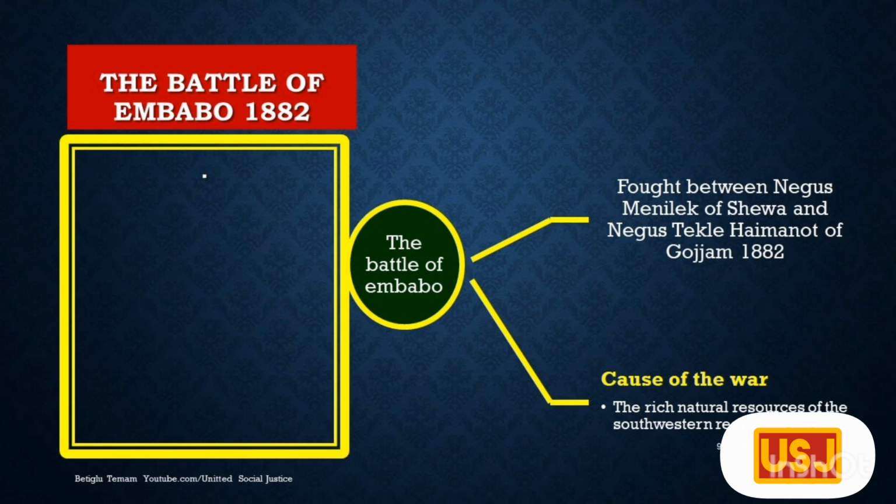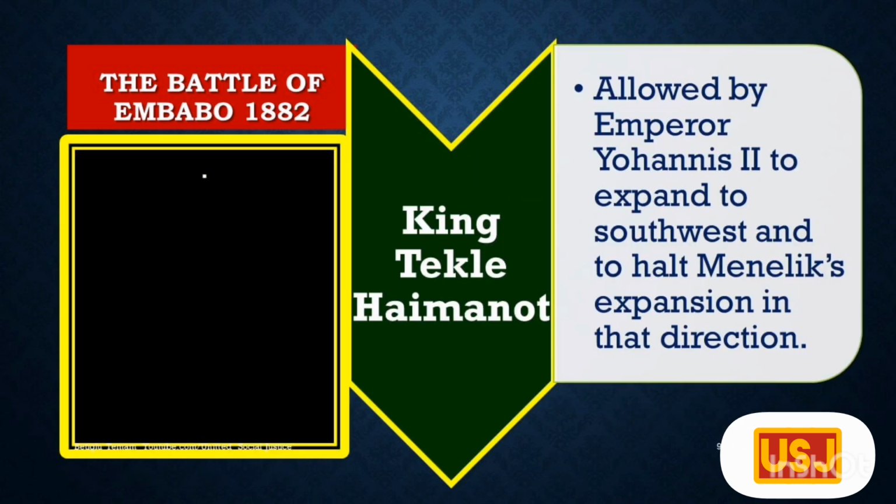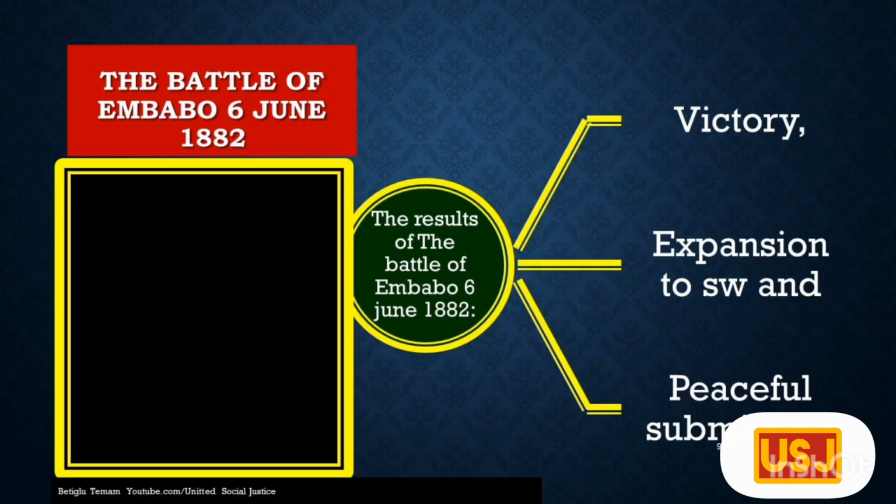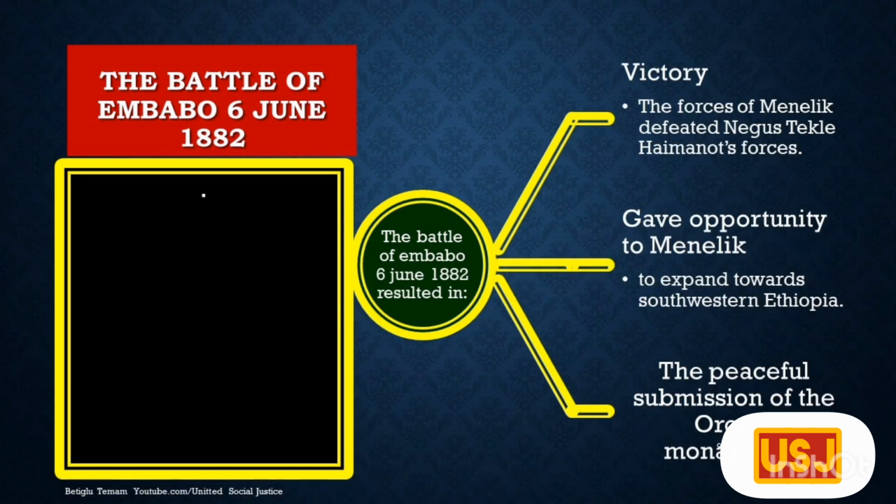Southwestern Ethiopia, which is very rich in natural resources, was a bone of contention between Negus Menelik of Shua and Negus Tekle Haimanot of Gojjam. In fact, Emperor Yohannes IV had allowed Negus Tekle Haimanot of Gojjam to expand in that direction and stopped Menelik's expansion in southwestern Ethiopia. Nevertheless, the two kings went to war, and in the subsequent battle fought at Embabo on June 6, 1882, the forces of Menelik defeated Haimanot's forces.